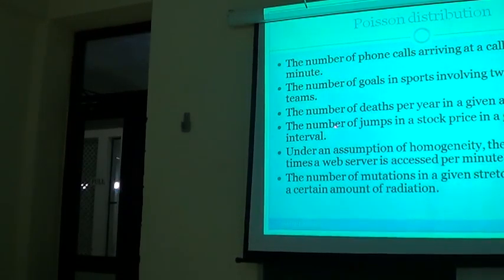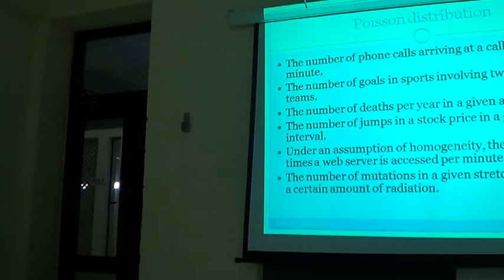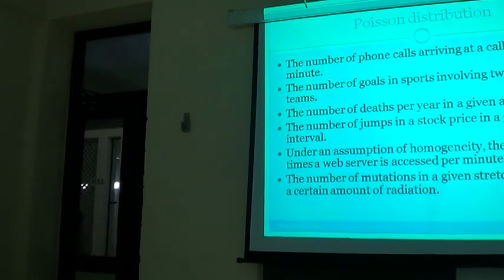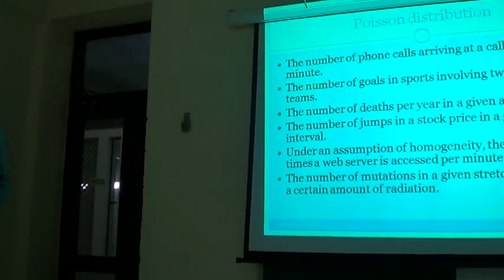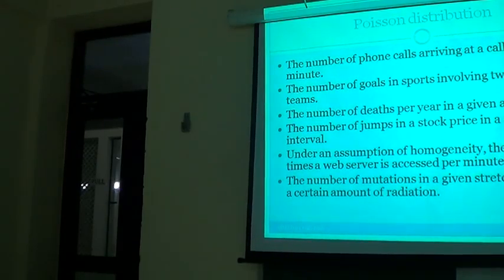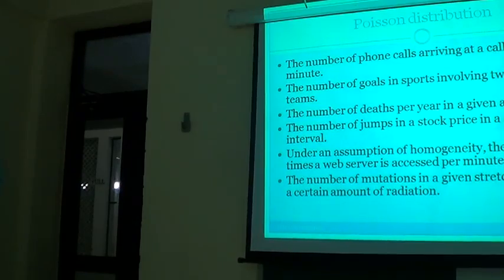Right? Number of jumps in stock price in a given time interval. So up and down, right? Up things you can count, under an assumption of homogeneity. Number of times a web server is accessed per minute. You can never access half. You have to access or not access at all. Dead or alive, either, right?